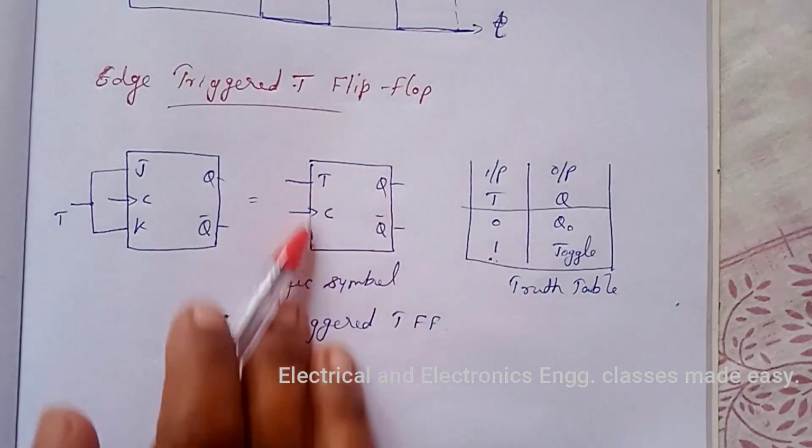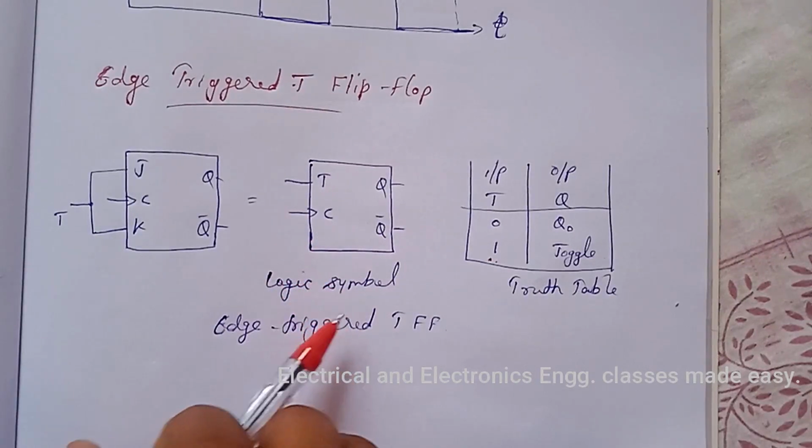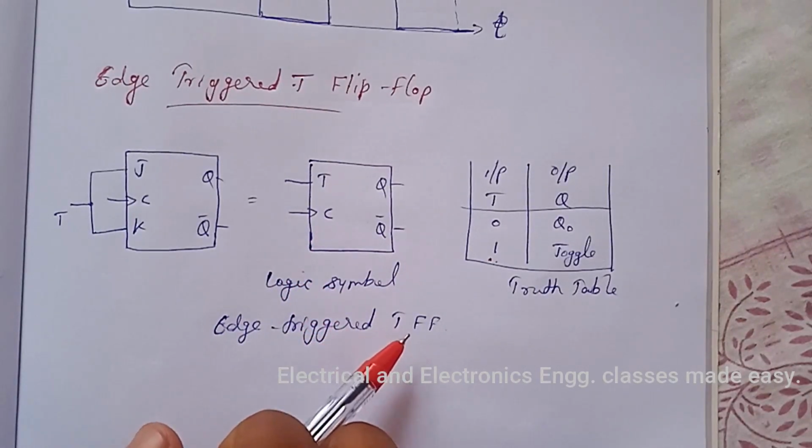So this is the logic symbol and truth table for the positive edge triggered T flip-flop.